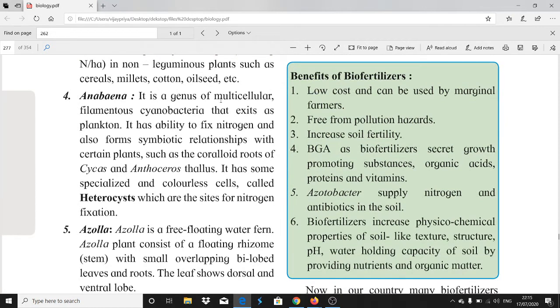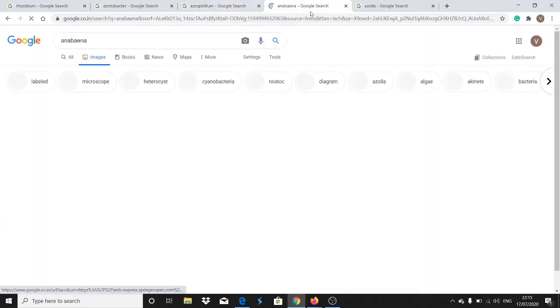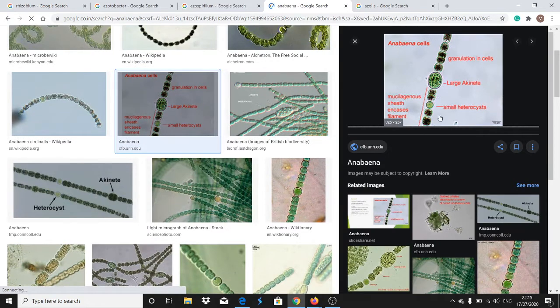Okay, Anabaena. Now it is a genus of multicellular, filamentous cyanobacteria that exists as plankton. Let's have a look at what a filamentous cyanobacterial cell is. Now this is Anabaena. These are the cells.